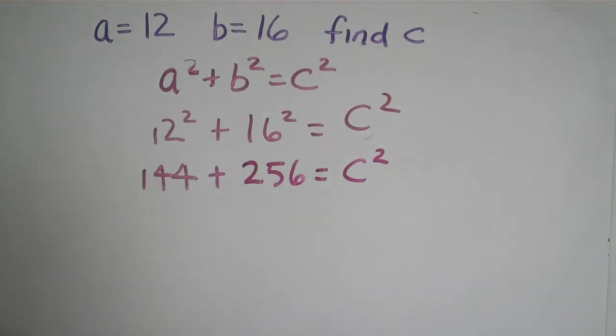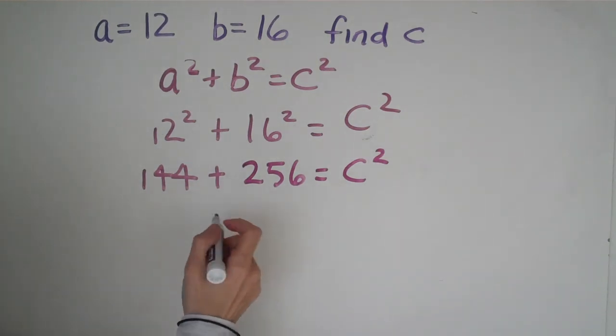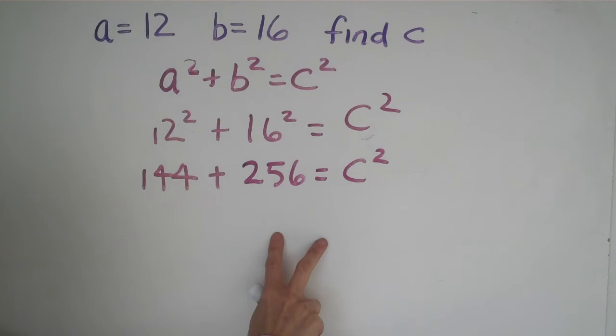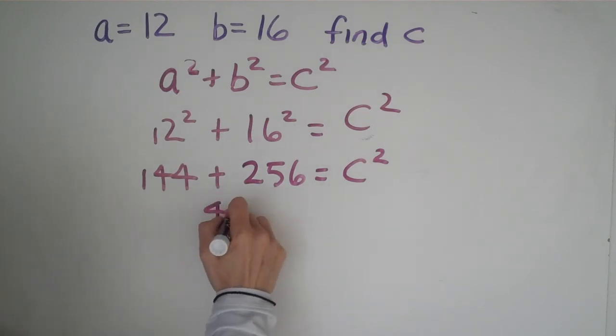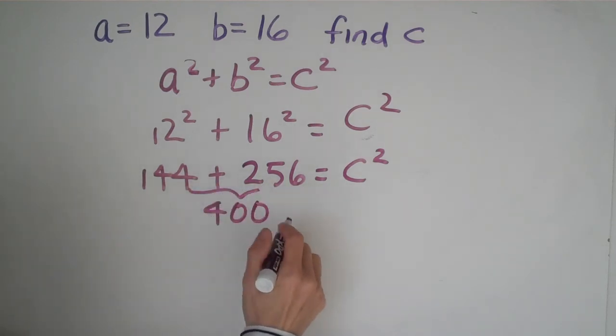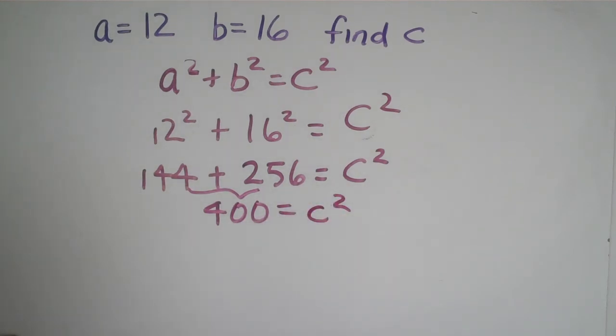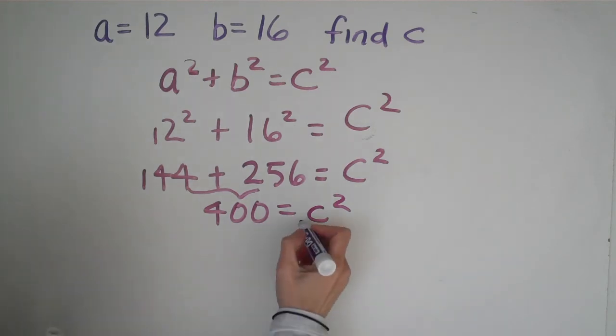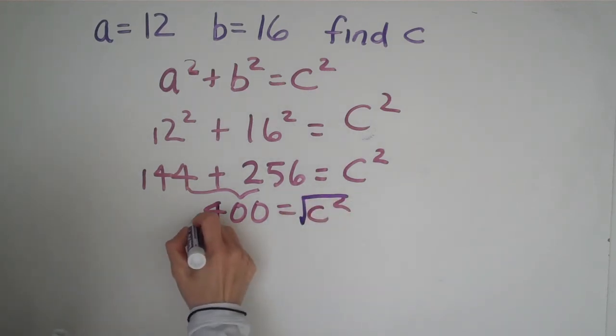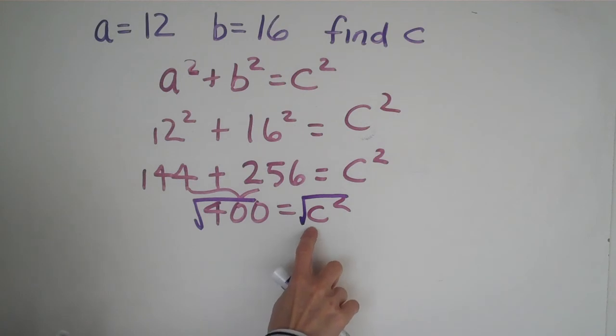Well, now what do I have to do? I have to add these two together, and if I do my addition on the side, I will get 400. So these two together equals 400 equals c squared. You remember from the last step, the way to get c all by itself is to get the square root of both sides. And so that'll get the c by itself.